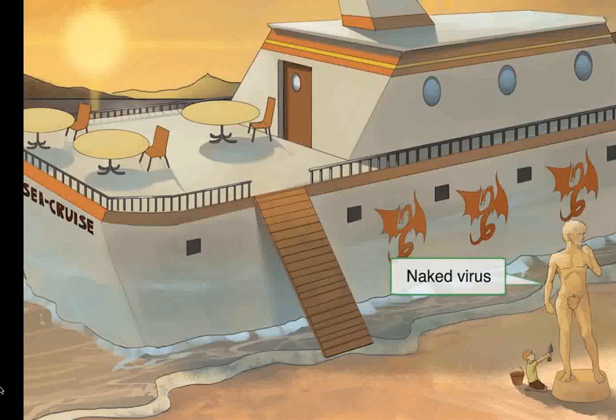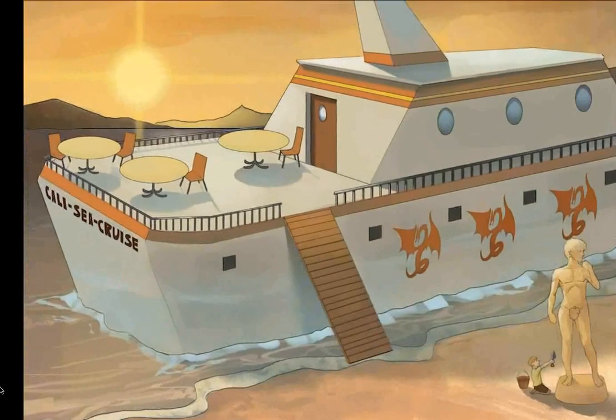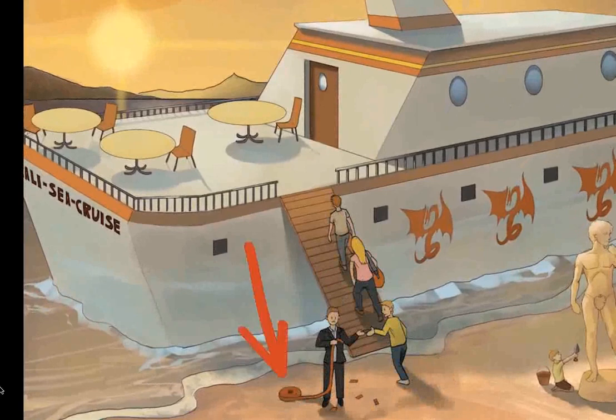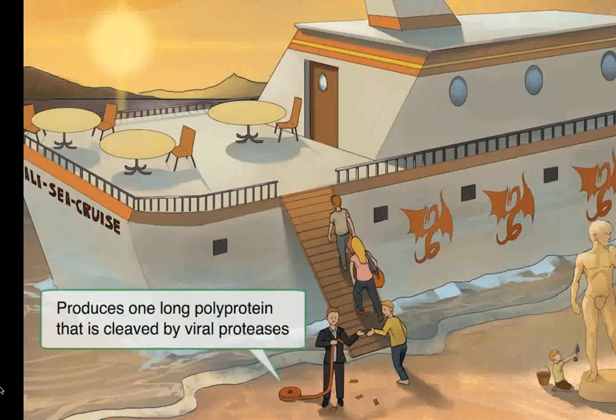What a perfectionist. Alright, now it's time for some passengers to board the ship. We can see the cruise line attendant helping the passengers onto the ship and checking out their tickets. If you look at the tickets, it's one long round strand of tickets that are then being broken up piece by piece into functional single tickets. This is to remind you that Calicivirus produces one long polyprotein that then needs to be processed and cleaved by viral proteases into smaller active constituents.